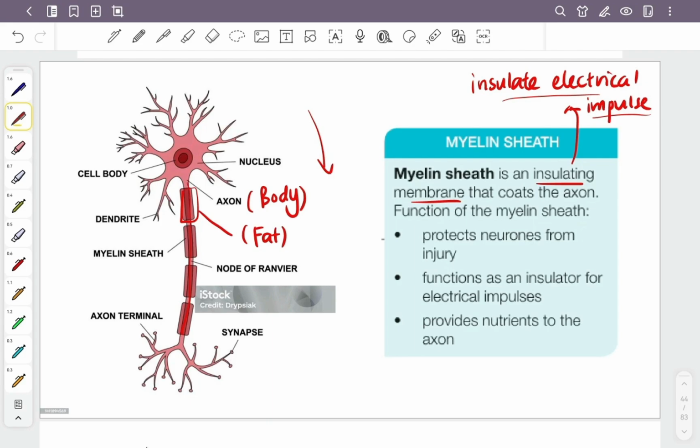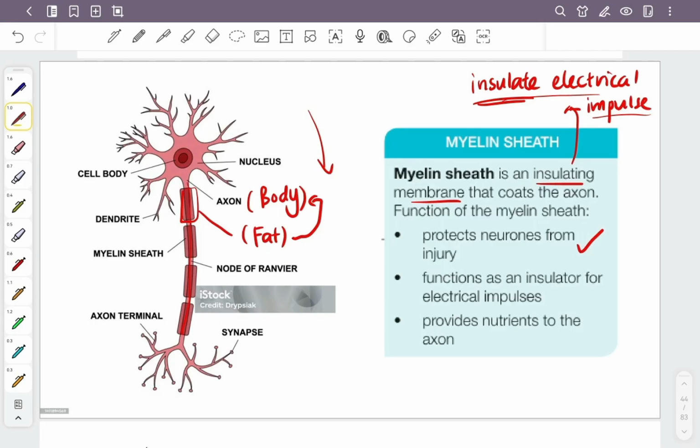So it insulates electrical impulses, but you might wonder why. The nerve impulse is transmitted in the form of electricity. Why does it insulate? If it insulates, wouldn't it not be able to pass through? So we are going to see why. Now, the first function of the myelin sheath is that it protects the neuron from injury. It's just like the fats protecting the body. Understand? A layer of fats.